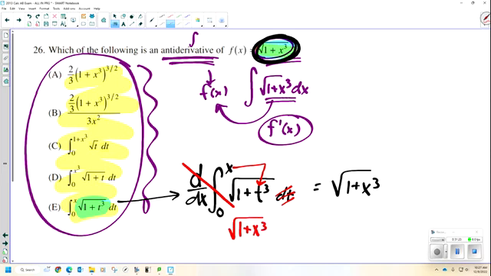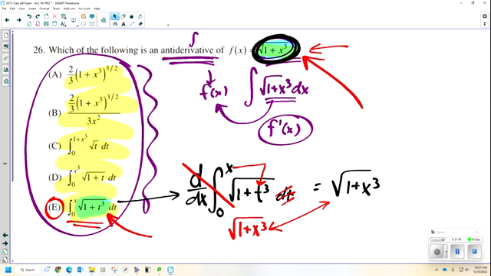Eureka, they match. The derivative of e is this, which means the integration of this, going backwards, is this. Okay, no other option, A, B, C, or D, if you take the derivative of it, will give you the square root of 1 plus x cubed.